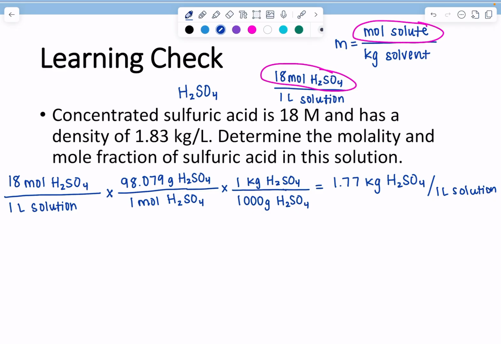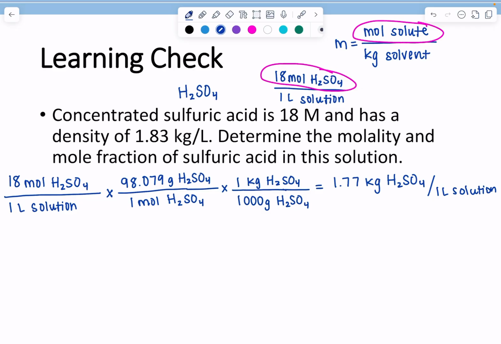We're going to end up using the density to find the mass of the whole solution, because the 1.83 kilograms per liter, that's the density of the solution. If we have 1 liter of solution, we can find the mass by using the density. So when you see density in a question, I want you to think of it as a conversion between volume and mass. Because its units include some sort of mass unit and some volume unit, we can use it as a conversion.